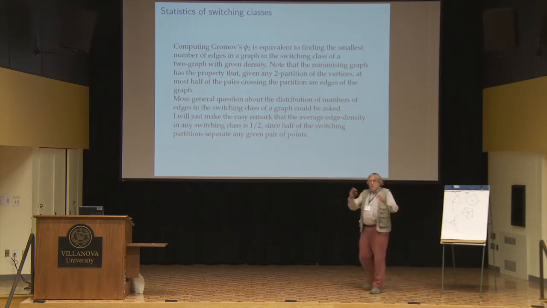And that's because we've got an entire switching class here. So if I look at two vertices and I say, in a random graph in the switching class, what's the probability that those two vertices are joined by an edge?